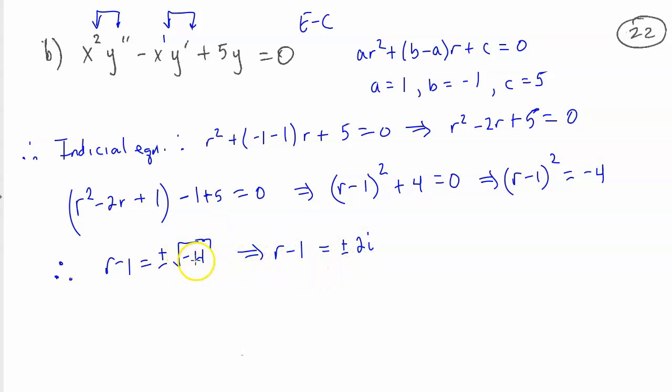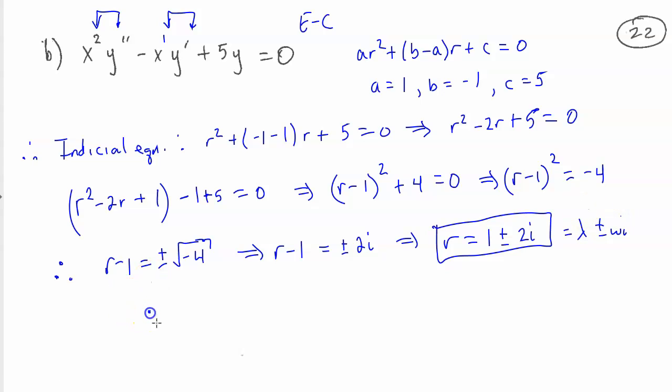Because of course, square root of a negative number is an imaginary number. And then I just add 1 to both sides here. And I see that these are my roots. And this is going to be equal to lambda plus or minus omega i. And the important part for me is that lambda is going to be the real part, and omega is going to be the coefficient for the imaginary part.